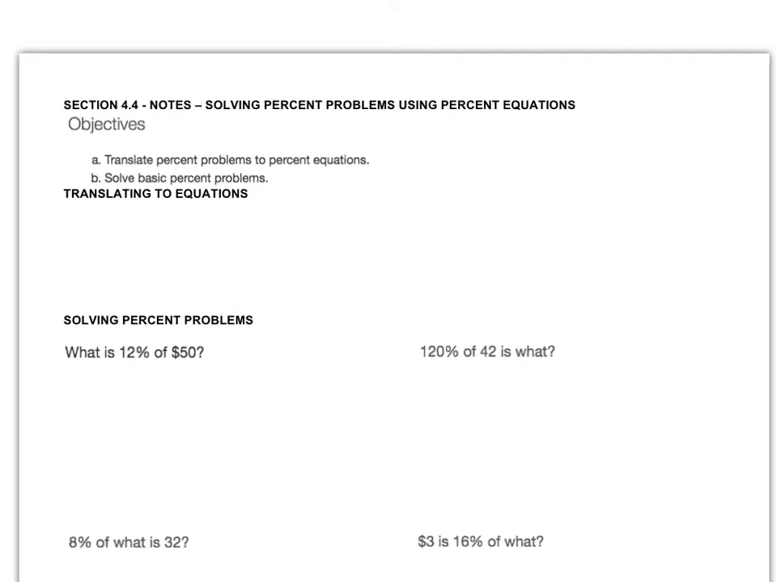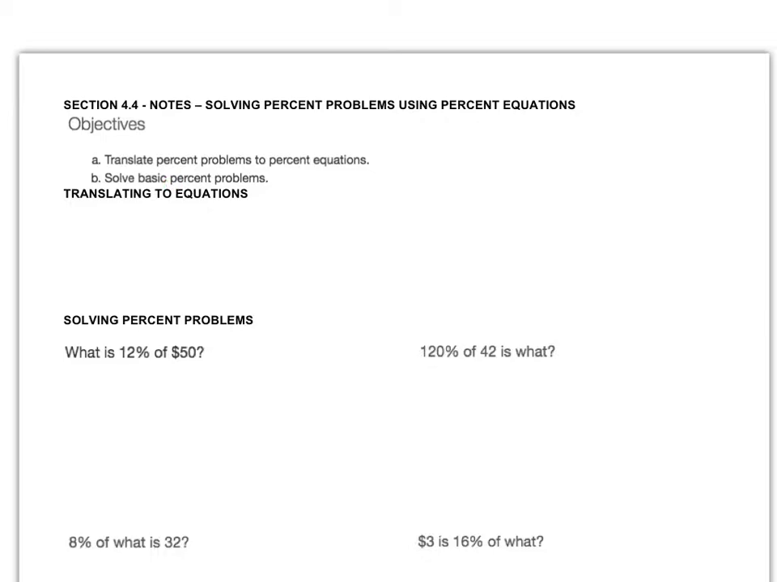Hello and welcome back. This is a video over section 4.4 notes, and this is a section about solving percent problems using percent equations. So what we're going to do is translate percent problems to percent equations, and then we'll go ahead and solve those basic percent problems. So let's go ahead and talk about translating to equations.